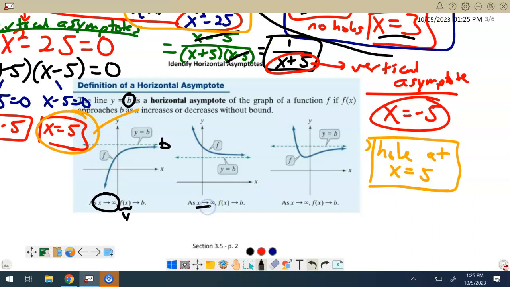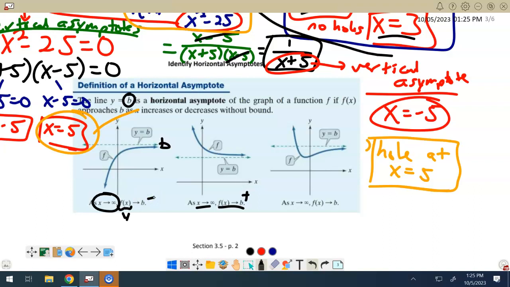Here, as the graph goes to the right, the graph is also approaching b, except from above. So really, you could use plus signs and minus signs if you wanted to on that. You would say, in this case, f of x is approaching b from above. Here, it's approaching b from below, but it doesn't seem to be worried about that. All right. Same thing's happening here.